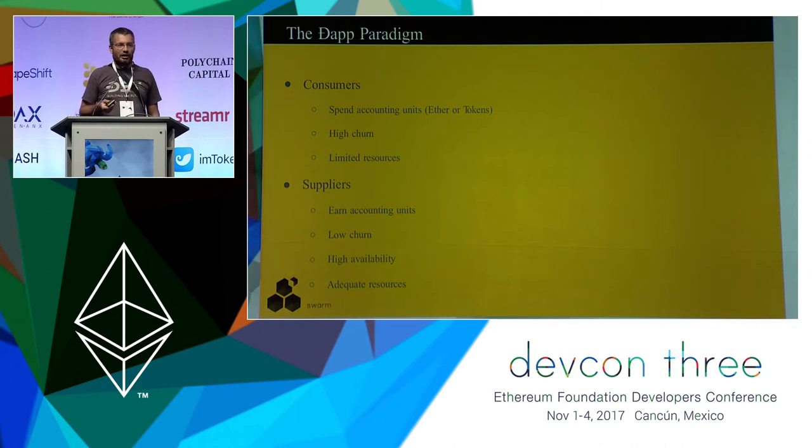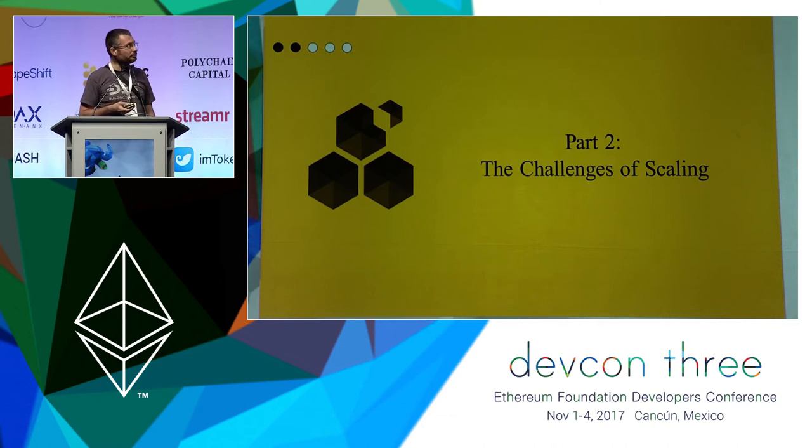Suppliers are typically there in order to earn accounting units. So they are providing a service and expect to be paid for it. They have a low churn, so they can still leave the network and join the network, but they don't do that frequently. They have high availability, and they have adequate resources for providing the services that need to be provided for this distributed application.